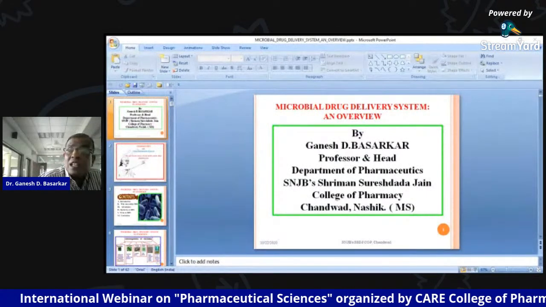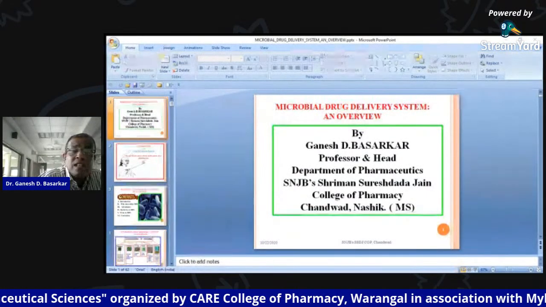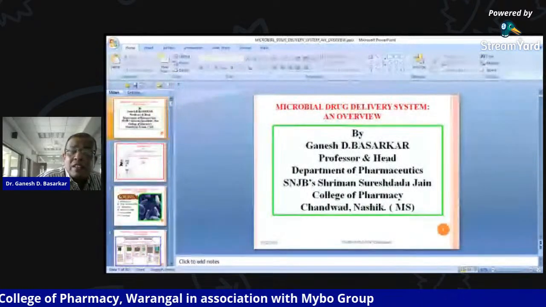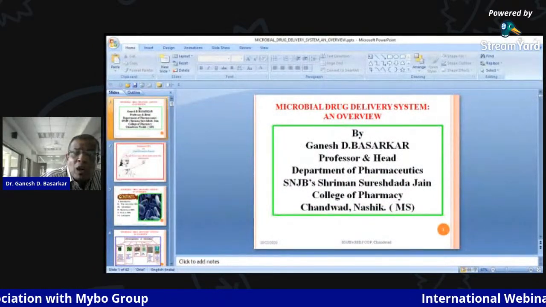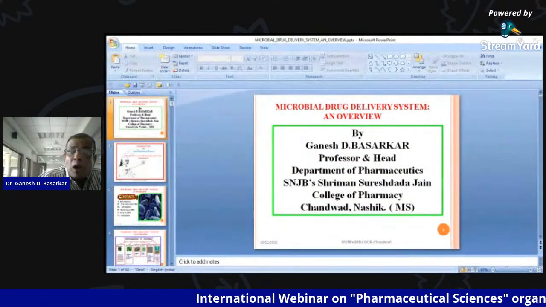Microbe-based drug delivery systems are safe, non-toxic and site-specific. Scientists look to them because of the side effects of conventional drug delivery. Now, what makes microorganisms attractive? Why are they concentrating on this?